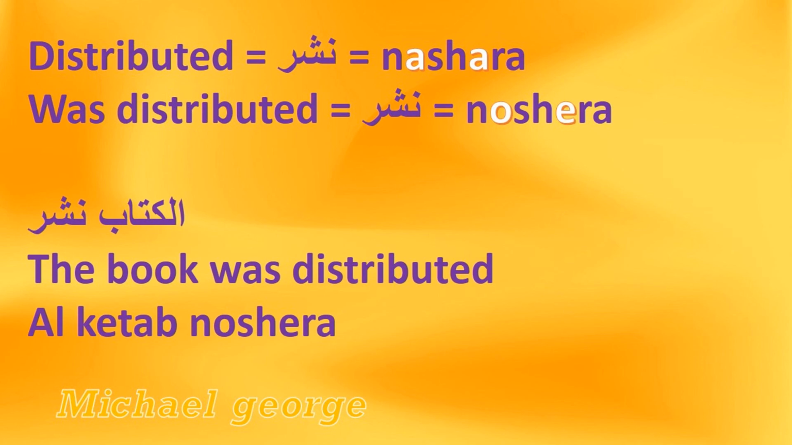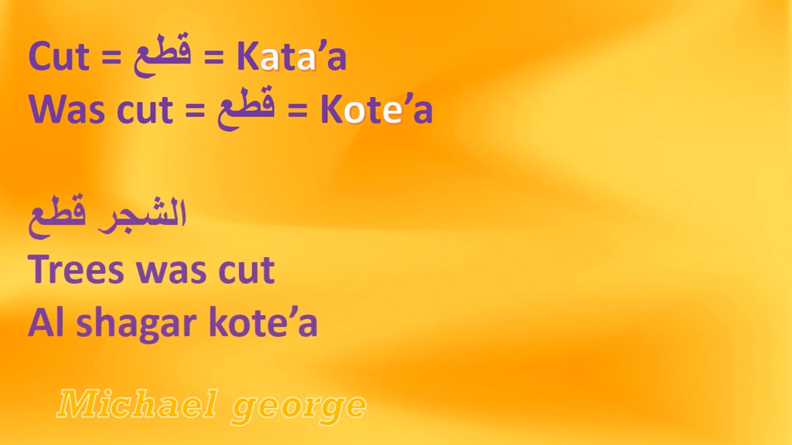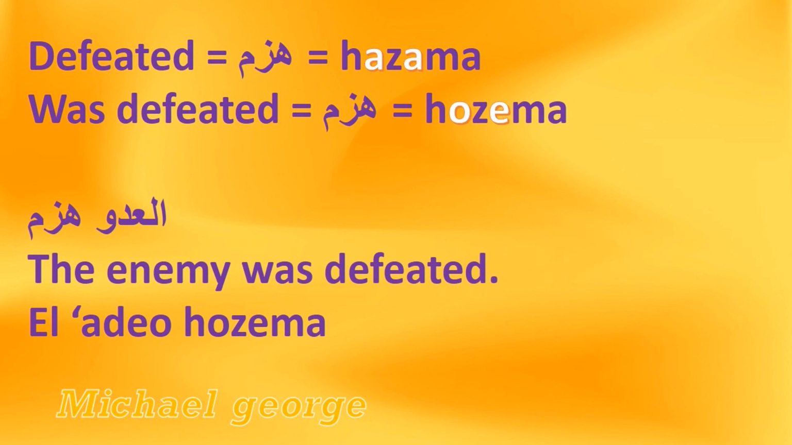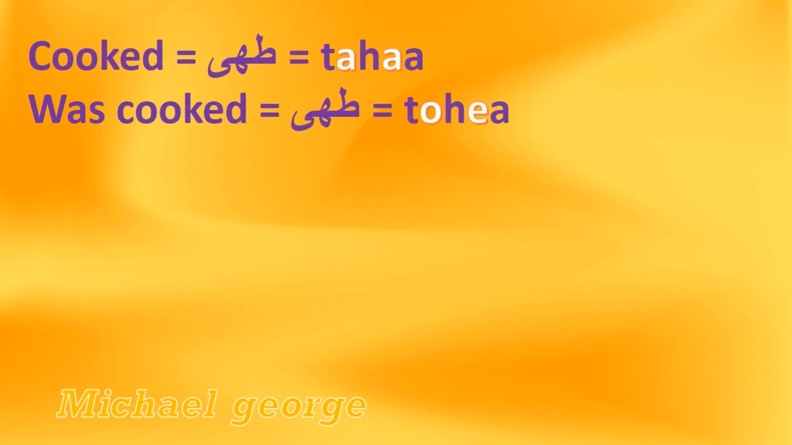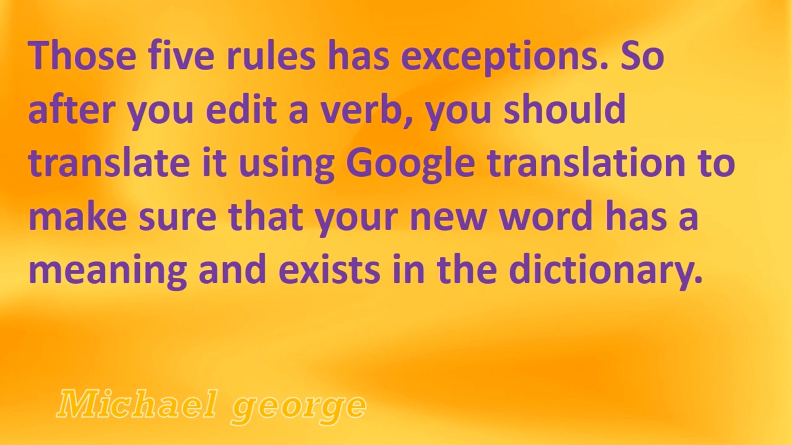الكتاب نشر. قطع قطع. الشجر قطع. هزم هزم. العدو هزم. طه طهي. الطعام طهي. Those 5 rules have exceptions.